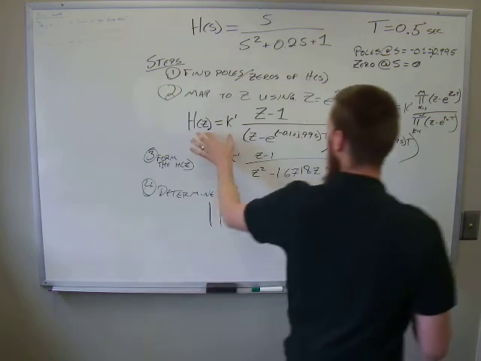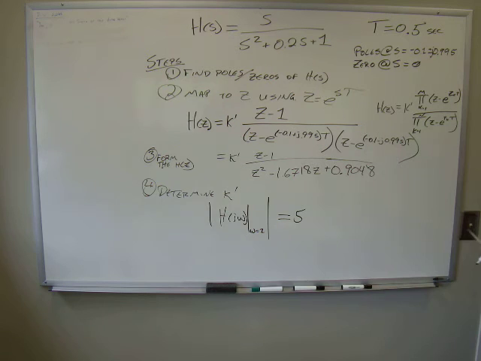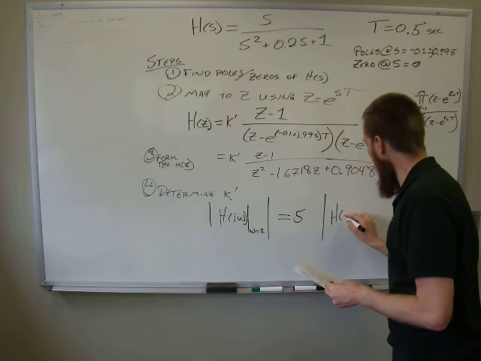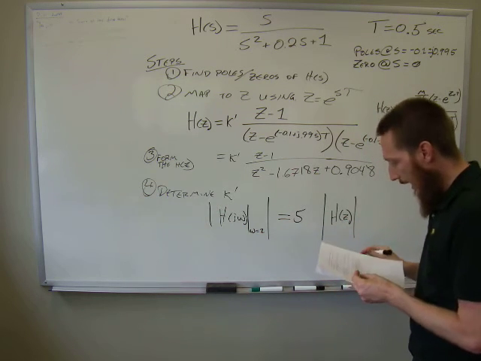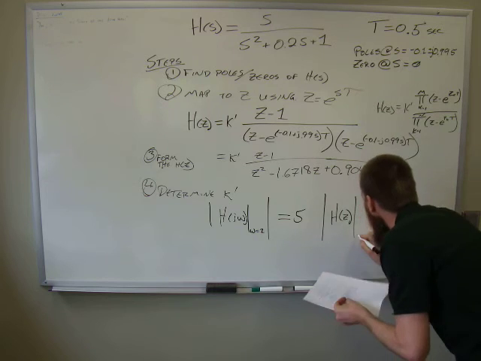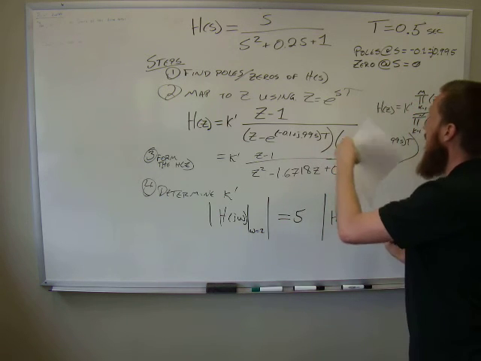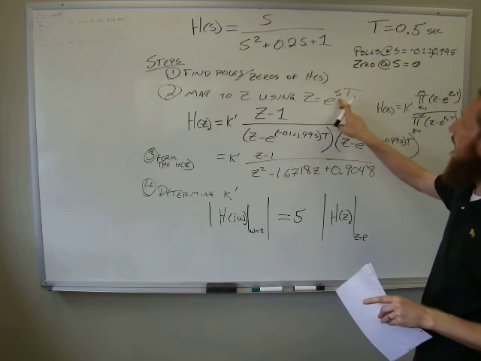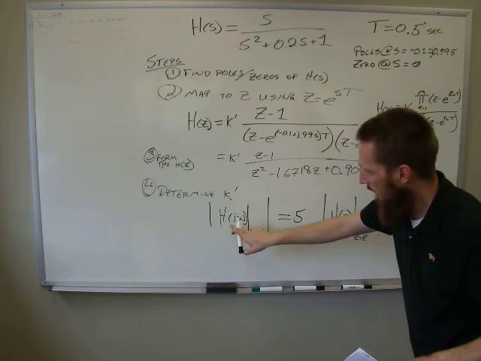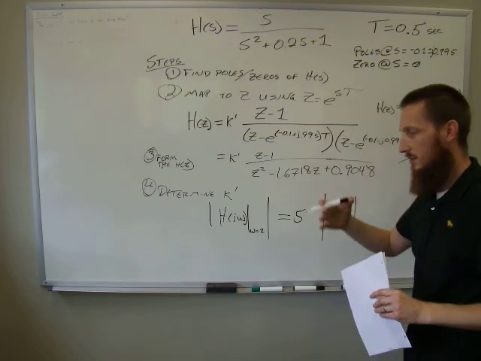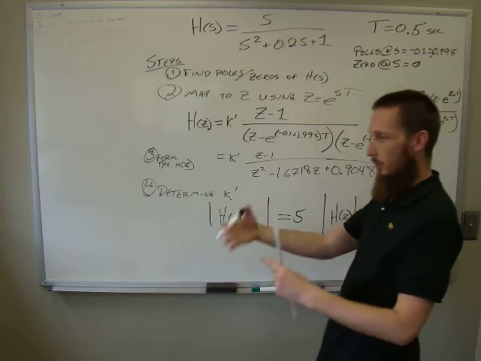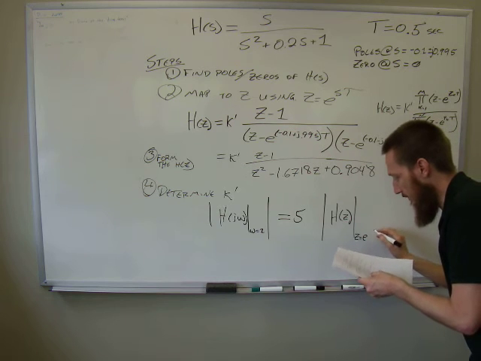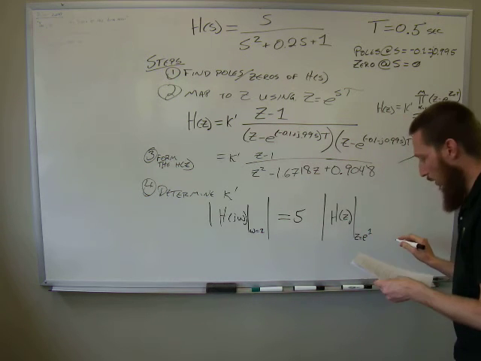Now we want to look at the other form, the H of z, and we want to try to find these and set them equal to each other. And so we're going to do the absolute value of H of z, evaluated at z is equal to e to the sT, and s is equal to j omega, where omega is equal to 1.